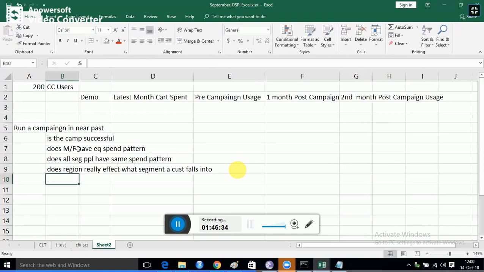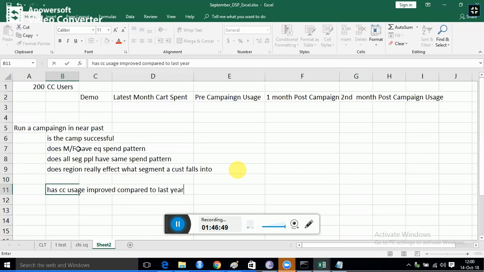That's my next question. Lastly, I'll see has credit card usage improved compared to last year? We'll see all these things after a short break. It's 12 o'clock now. Let's take a break till 12:10.